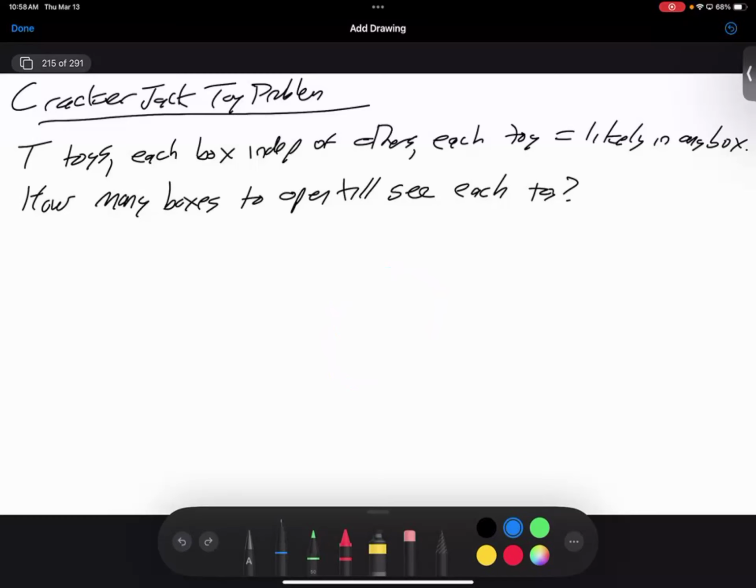So I open a box and I record what I got. I open a box, I record what I got. So how do I store the results? How do you think I should do this?